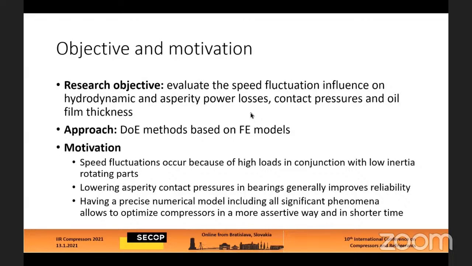The motivation of this work is that speed fluctuations can occur basically when we have high loads in conjunction with low inertia rotating parts in a compressor. And by lowering the asperity contact pressures in a bearing, normally that will improve reliability. And having a precise numerical model, which includes all the significant phenomena present there, allows us to optimize compressors in a more assertive way and in a shorter time.